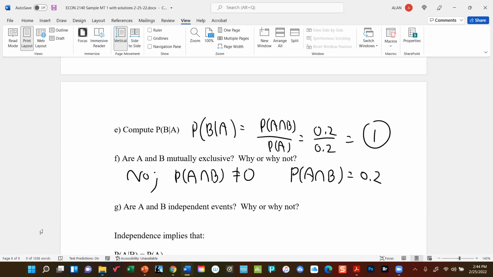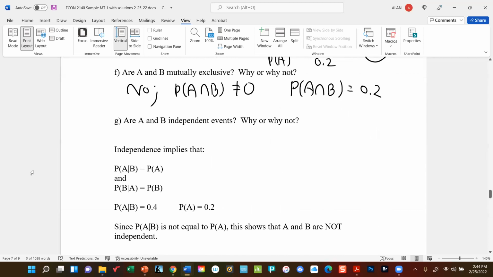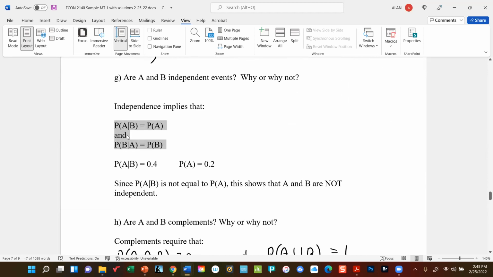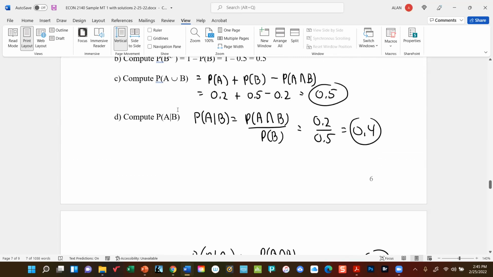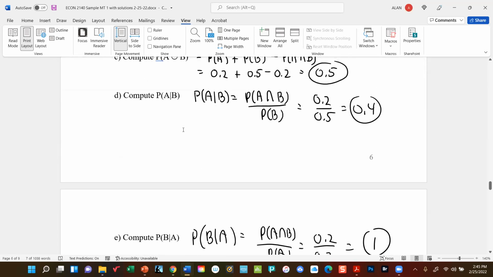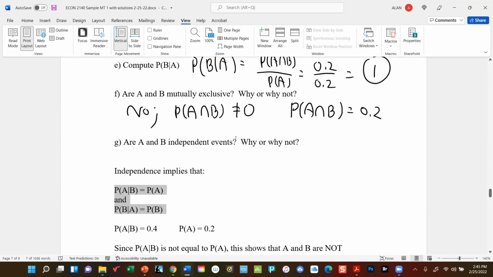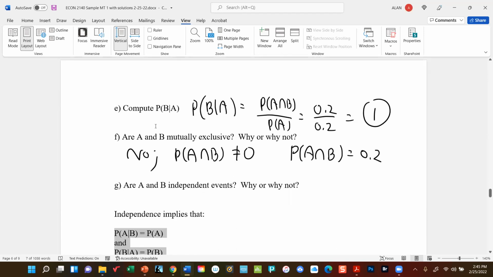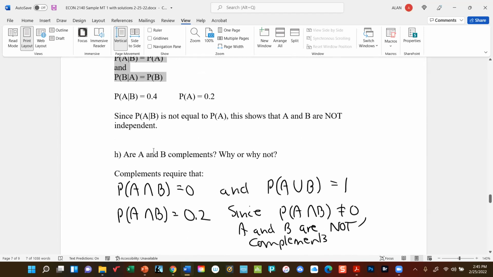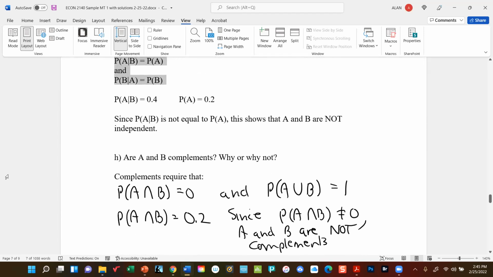All right, independence. Now, again, we know the definition of independence. We know that independence requires both of these to be true. And what I did here is I looked up from up here the probability of A given B, which is 0.4. And the probability of A is 0.2. Well, guess what? They're not equal to each other. And that's all it takes to show that they're not independent. We don't have to go any further.